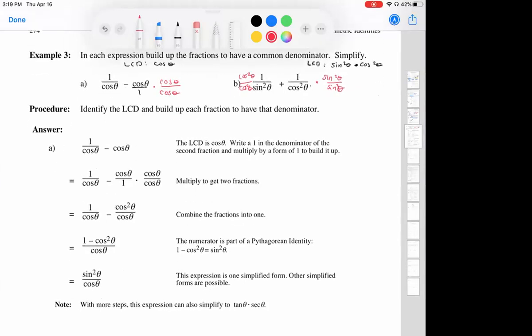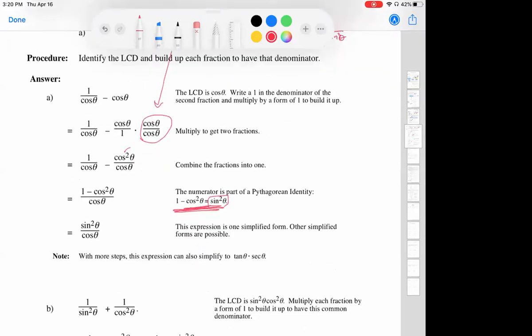All right, so let's take example A a bit further. We multiply by that cosine squared theta like we have above. We multiply across: cosine times cosine gives us cosine squared, and the denominator has a cosine. Now, because I have the same denominator, I can go ahead and subtract my numerators. So 1 minus cosine squared. According to our Pythagorean identity, we can rewrite 1 minus cosine squared as sine squared.